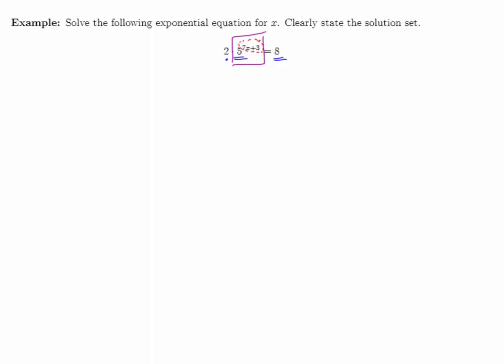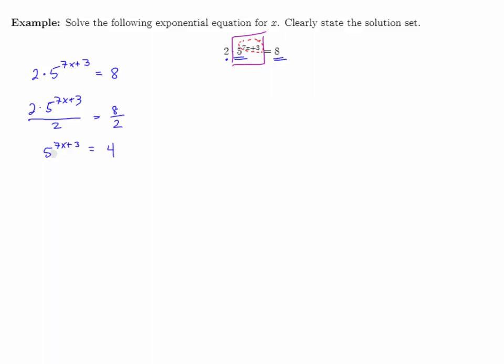So to do that, we'll take our original equation. And to do that, we're going to need to get this coefficient of 2 out of the way. So we'll divide each side by 2. And now we just have 5 raised to the 7x plus 3 equal to 4.